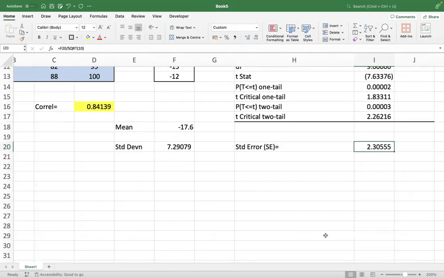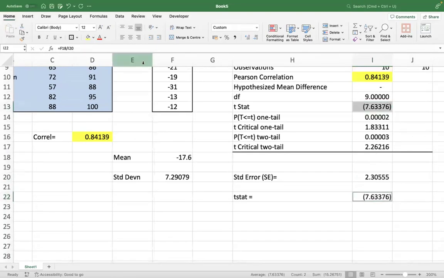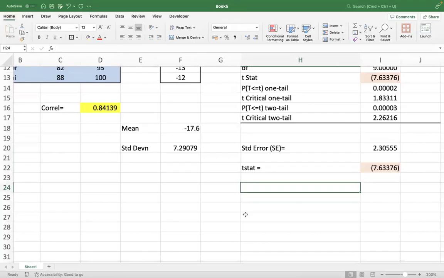Now we can use this standard error to get your t statistic for this distribution. So the t stat will be equal to the mean of the distribution divided by the standard error. Mean divided by standard error, which comes to 7.63376. Can you see this matches identically? So that's how you get your t-stat. Your t-stat is the mean of the delta distribution divided by the standard error.